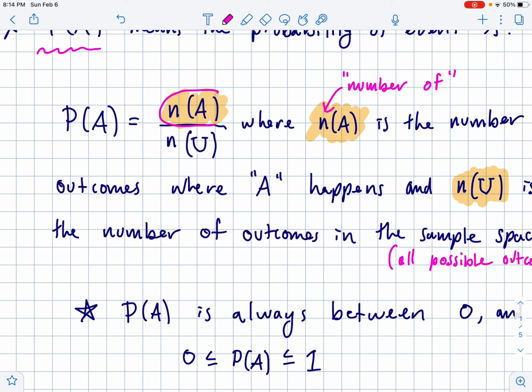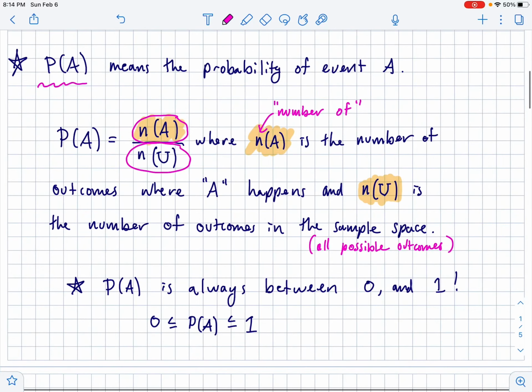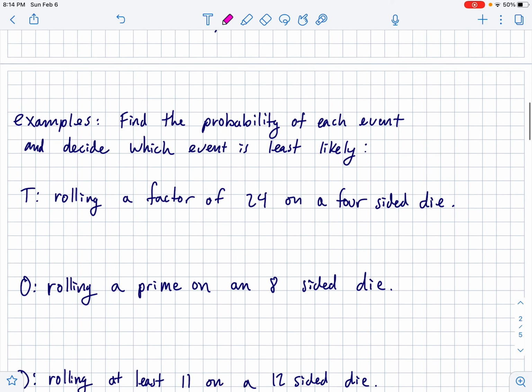And the reason for that is, if you think about the fraction, the number of ways that A can happen should always be smaller or equal to n(U), which is all the outcomes in the problem. It'd be impossible for A to happen more ways than all the ways it can go in the problem. So it's always a number divided by a bigger number, which means you're putting it between 0 and 1.